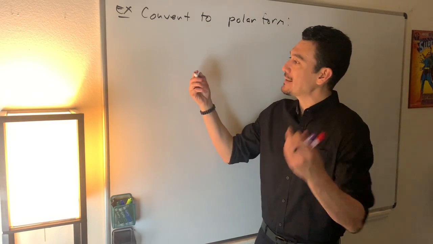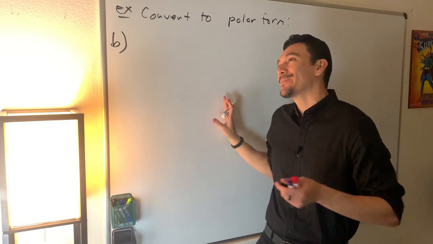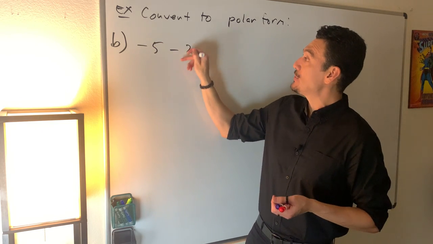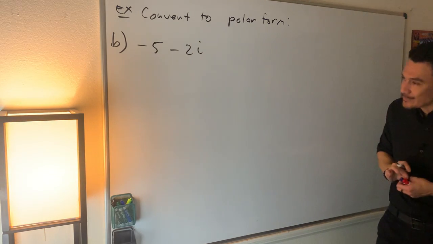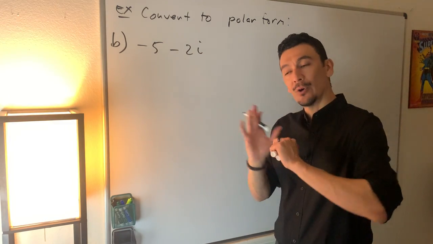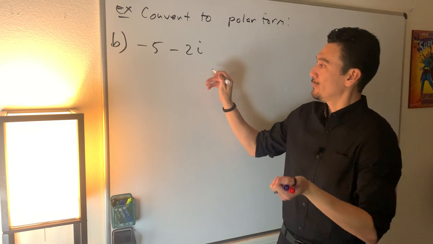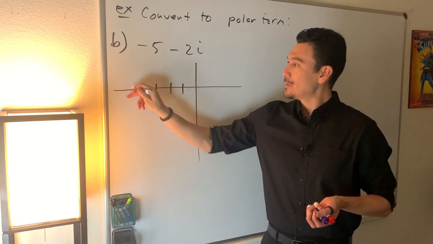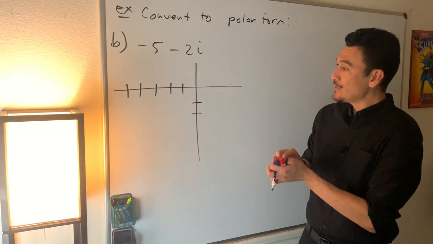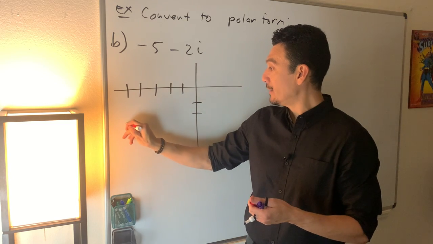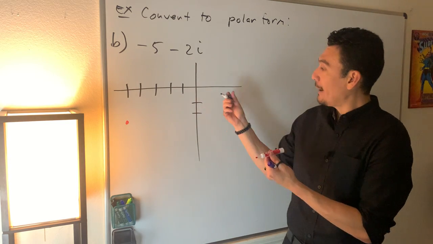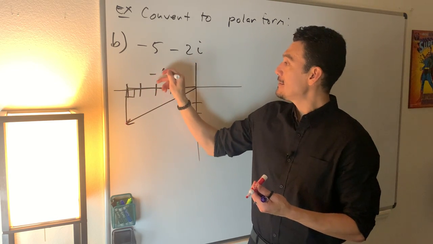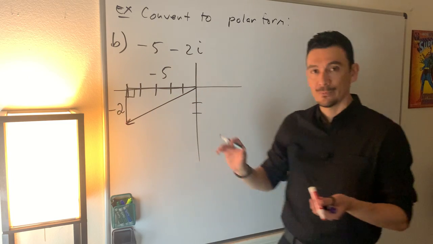Let me give you something like, let's say, negative 5 minus 2i. And we want to turn this into polar form. So make a picture. Let's go 1, 2, 3, 4, 5, 1, 2. And so we would be right here. If we took the streets, we'd be like that there. This is -5, and this is -2.